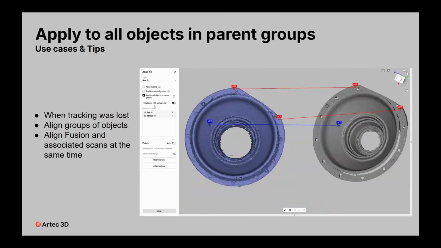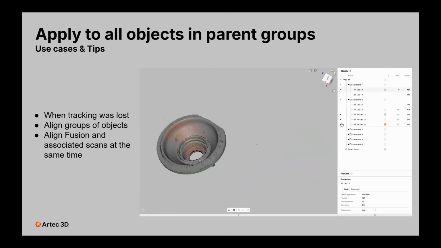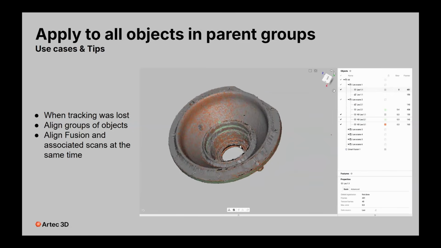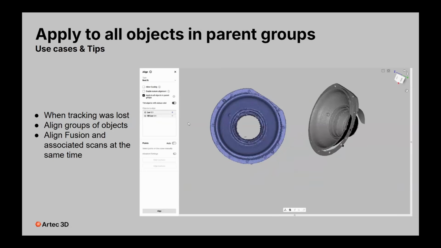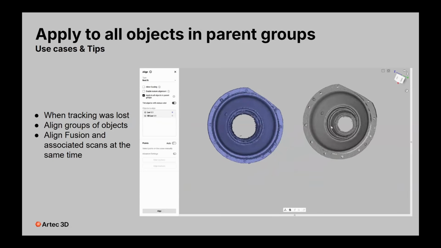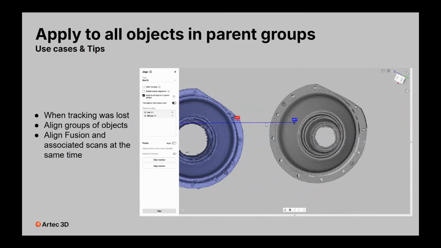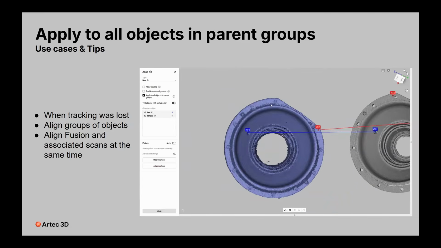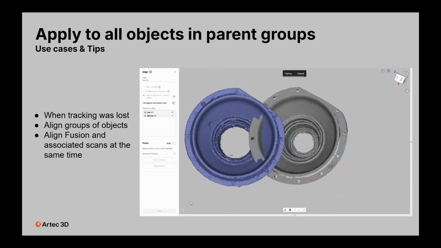So yeah, it might sound a little bit complicated, but if you take a look at this GIF on the right, it will be easy to follow through. So at first, as you see, we have those 3 scans in the Leo Scans 2 folder. I'm selecting only one scan in this folder, as you can see right here, and in the alignment tab, I enable the Apply to All Objects in Parent Groups option and align only one unregistered scan to the registered one. And let's see what happens.